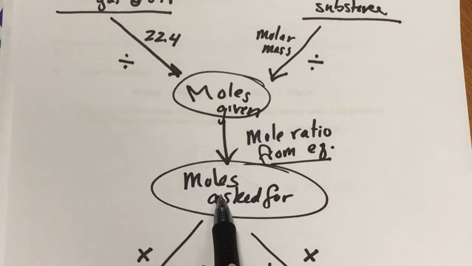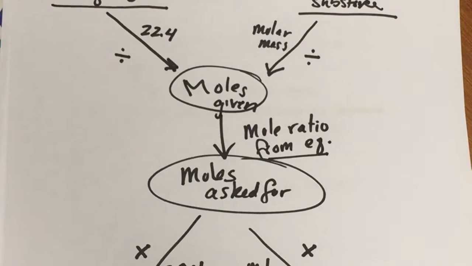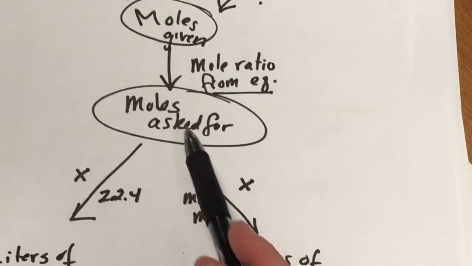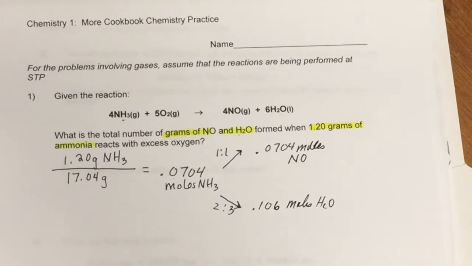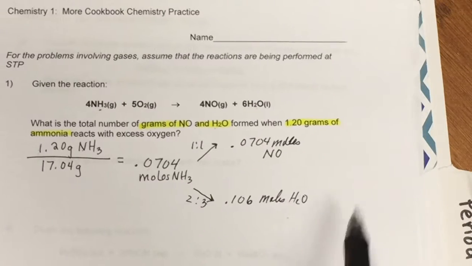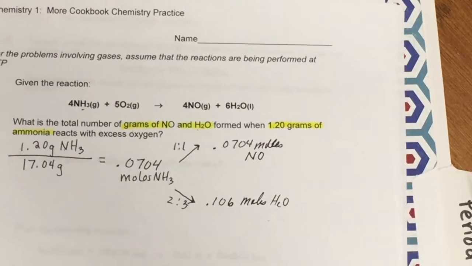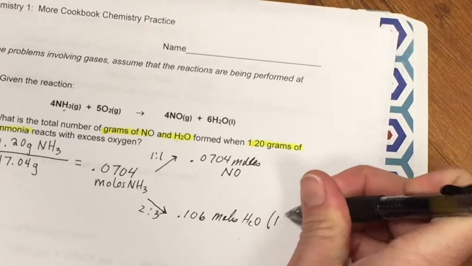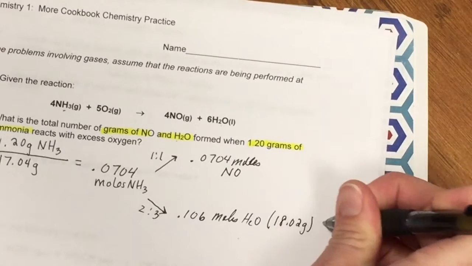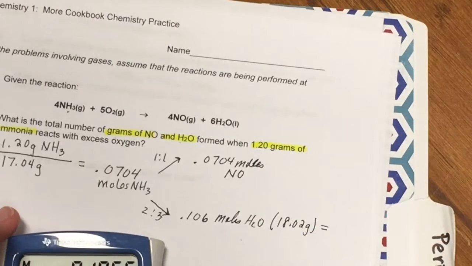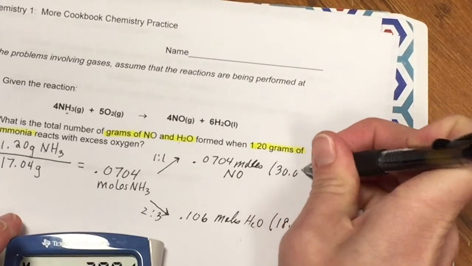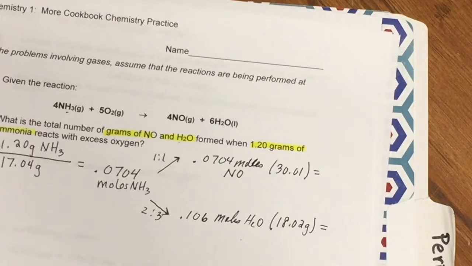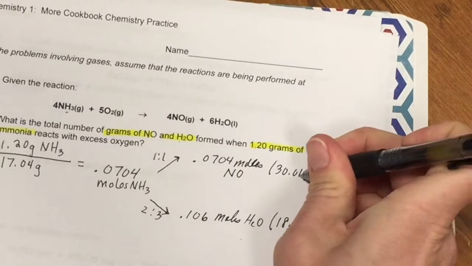And now to get out of that, we need to multiply. Now, what is it asking? Is it asking for liters of our stuff? No, it's asking for grams. So how do we go from moles to asked for? You multiply by the molar mass. So you're going to need to look up the molar masses for both NO and water. Go ahead and do that now. And we just multiply. So now once you get your molar masses, we just multiply.